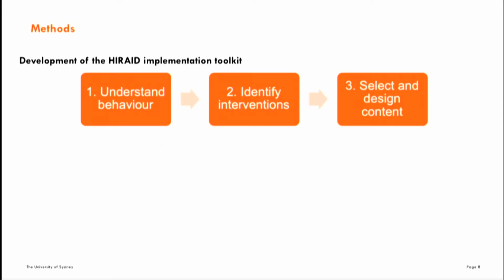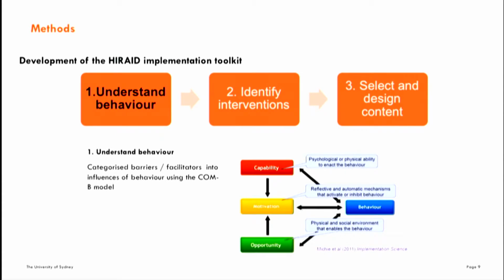And hopefully you attended Lou's workshop or talk yesterday and you'll be familiar with the behaviour change wheel. But basically we followed a similar approach using three simple steps to select some interventions and develop some strategies and resources to be able to implement HiRAID. We firstly attempted to understand the facilitators and barriers so that we knew what interventions we needed to develop. We then identified those interventions and selected and designed the resources.